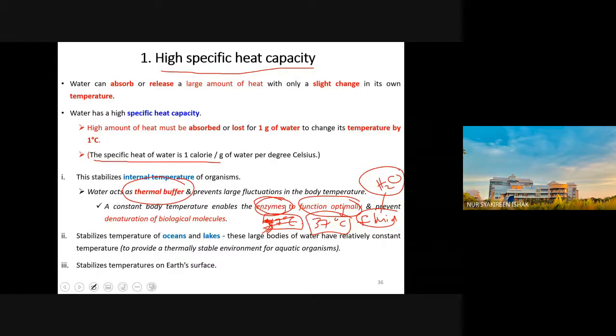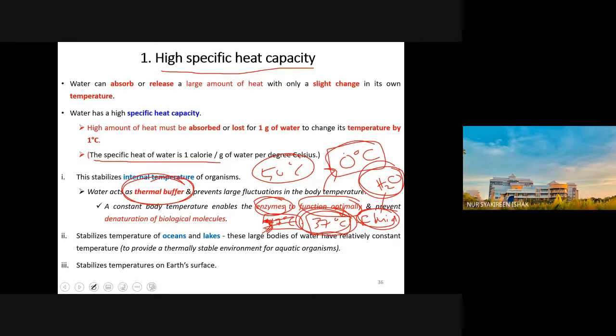For example, outside in the desert, let's say it is 50 degrees. Will your body fluid change to 50? No, because your body is full of fluid, which is water, that functions as a thermal buffer to maintain your body temperature at the optimum temperature, which is 37 degrees Celsius. Same if you go to a cold place, an area that is 0 degrees Celsius. Will your body temperature drop to 0 degrees Celsius? No, because your body is full of fluid, which is water, that will maintain your body temperature at 37 degrees Celsius to make sure your body functions optimally, especially the enzymes within your body.